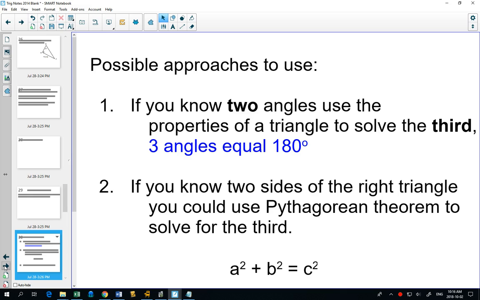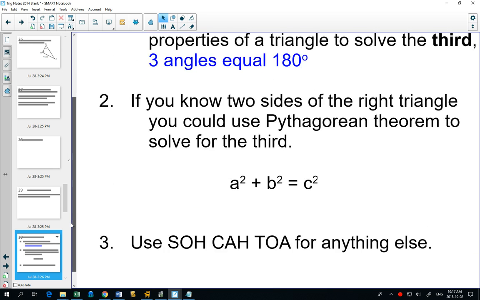What do we already know about a triangle? We know that angles in a triangle always add up to 180. So if you know two of the angles, you can find the third one by just making sure that they all add up to 180. If you know two sides of a right-angled triangle, you can use a squared plus b squared equals c squared. So 1 and 2 are things that you already knew from grade 8 and grade 9. Those are properties of triangles from the past.